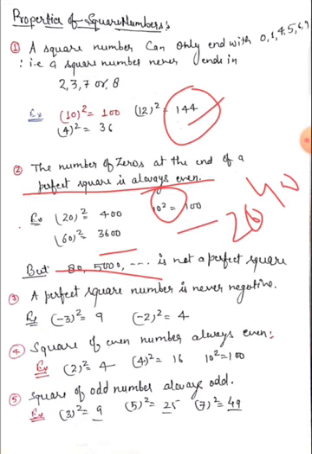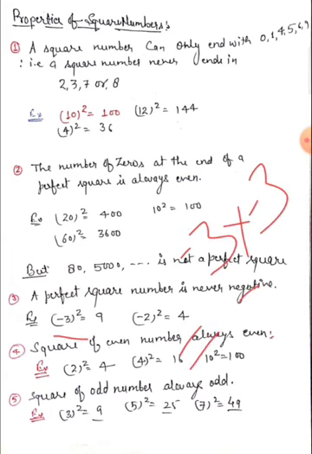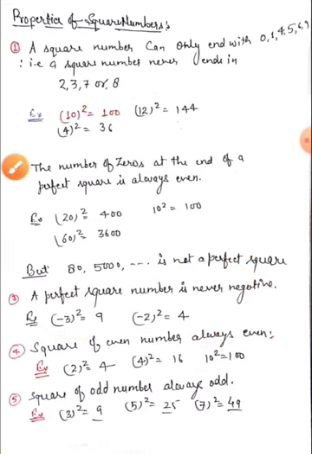Now next, third: a perfect square is never negative. Look here, what is minus 3 raised to power 2? When we multiply minus 3 two times, we get a positive number, because you know in integers minus times minus is plus. So 3 times 3 is 9, and the answer will be positive. So a perfect square number is never negative.